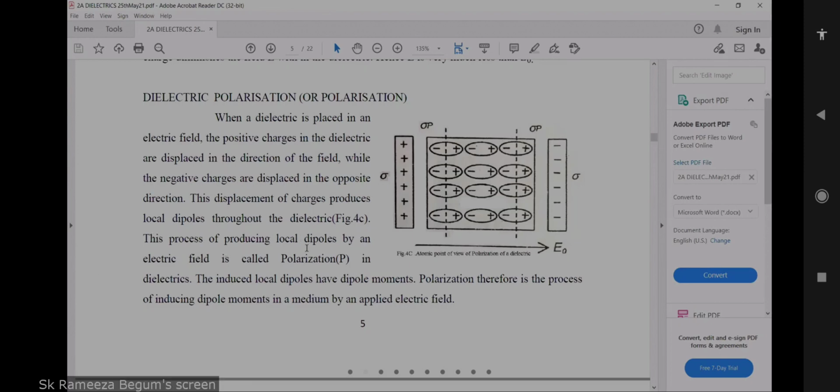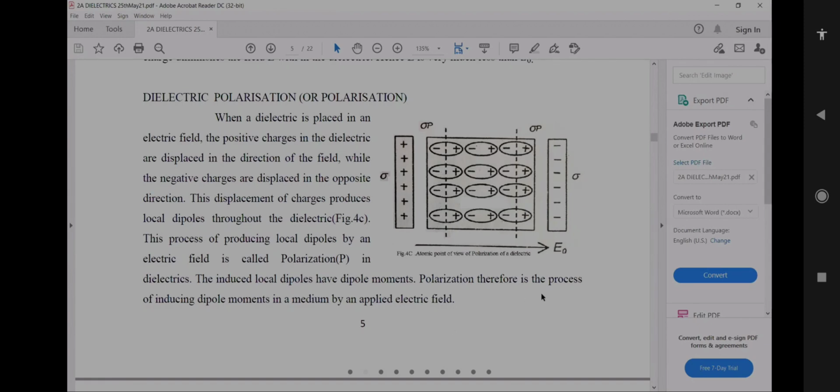This process of producing local dipoles by an electric field is called polarization in the dielectric. So the induced local dipoles have dipole moments, each one acting as a dipole. This is a dipole, this is a dipole, this is a dipole, like this. Each dipole constitutes an electric dipole moment. What is electric dipole moment? Electric dipole moment is the product of either of the charges and the displacement between the two charges. That is called electric dipole moment.